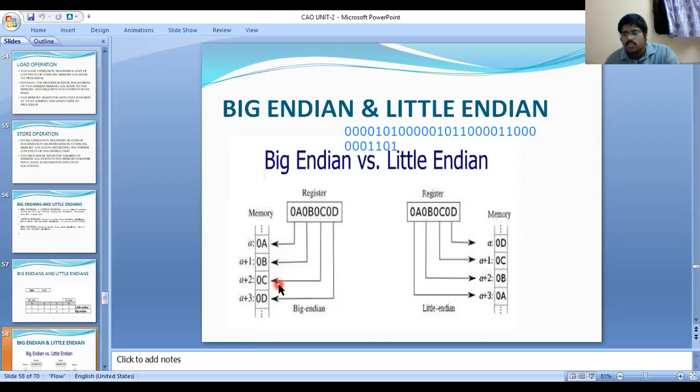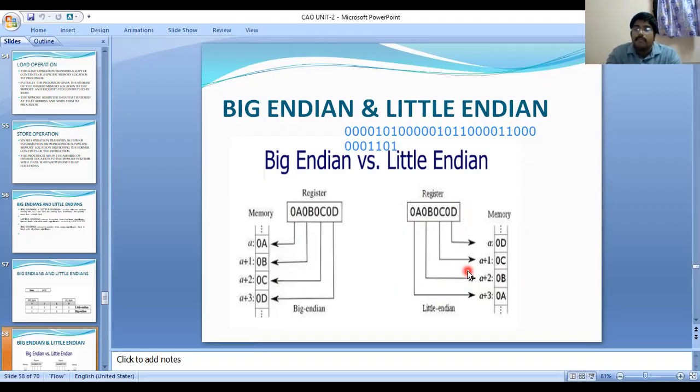See, if you observe these two examples, in the first memory location here the most significant byte is being stored. Here, in the first memory location, the least significant byte is being stored. Next, the next value in the next memory location, and so on. So this is the difference between big Endian and little Endian. I think you all are very clear with this example.